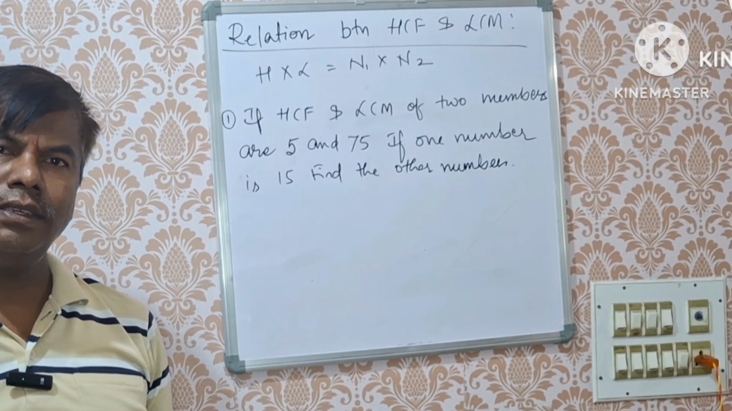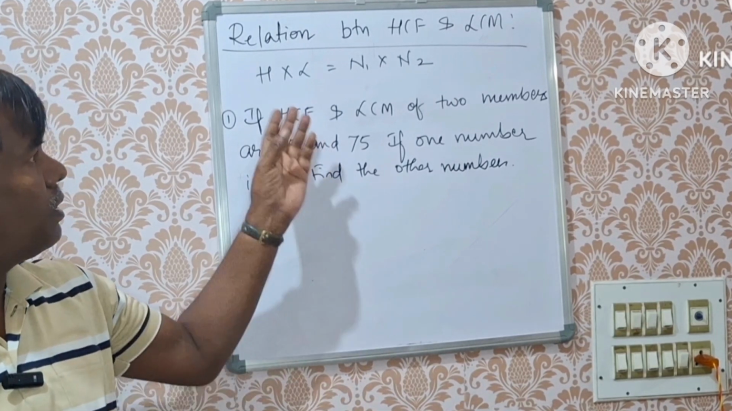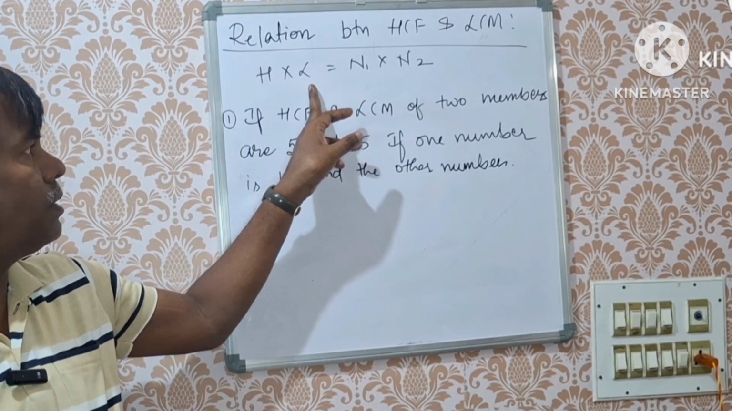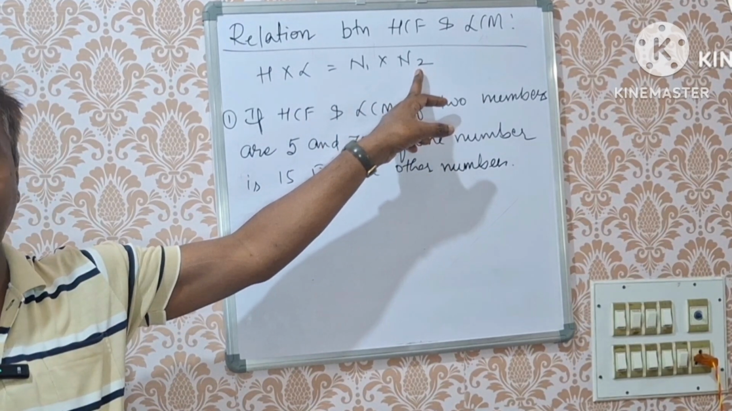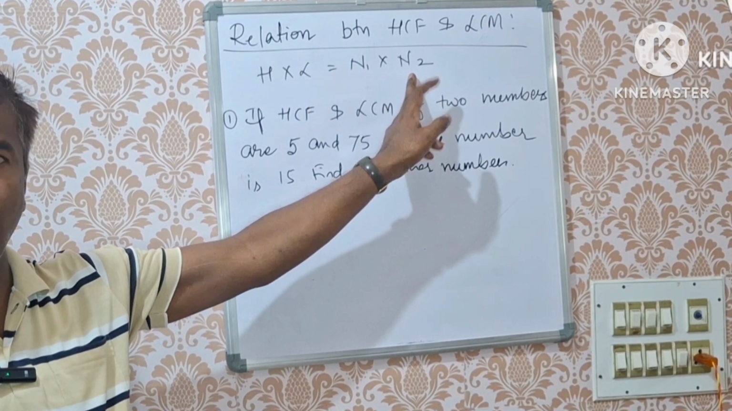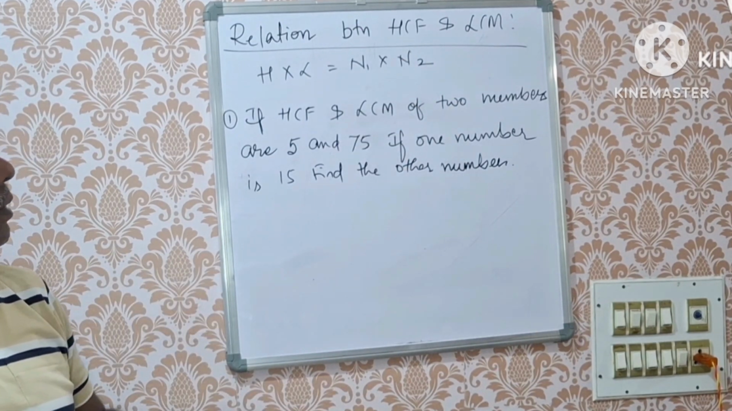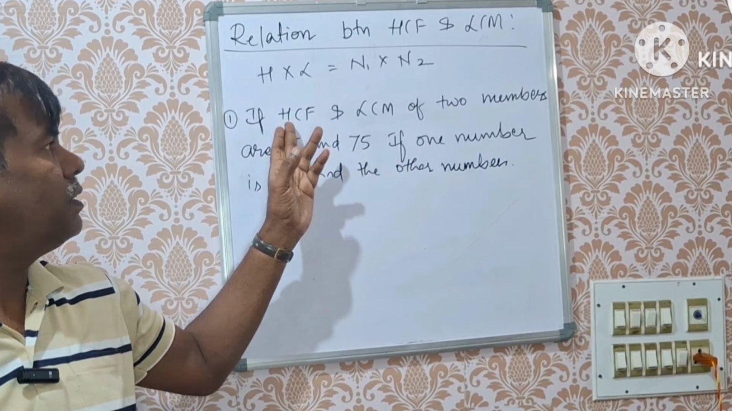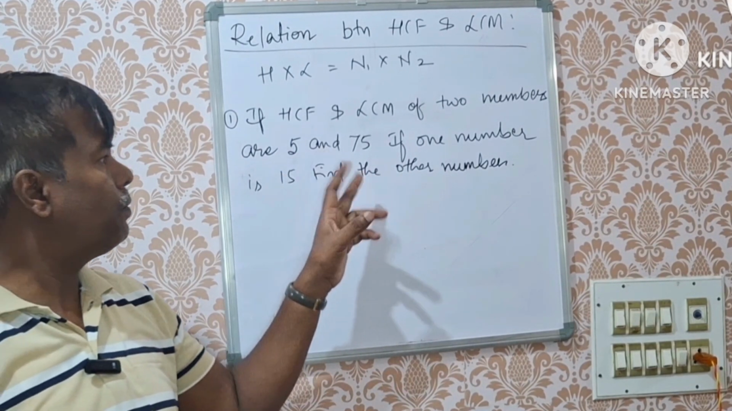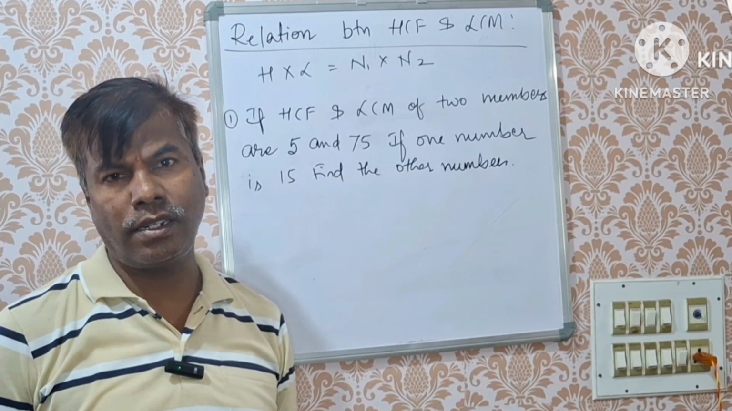Relationship between HCF and LCM. The relationship between HCF and LCM is given by HCF into LCM equals first number into second number. HCF into LCM is equal to first number into second number, the product of the two numbers. For example, the HCF and LCM of two numbers are 5 and 75. If one number is 15, find the other number.